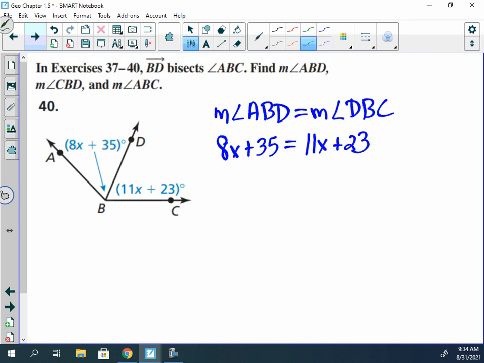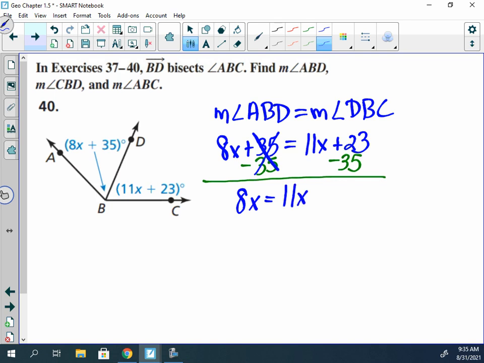That will work just fine. We can subtract 35 from both sides first. Because here 35 minus 35 would be 0, leaving us with 8x. We still have 11x. Now 23 minus 35 will be negative 12.